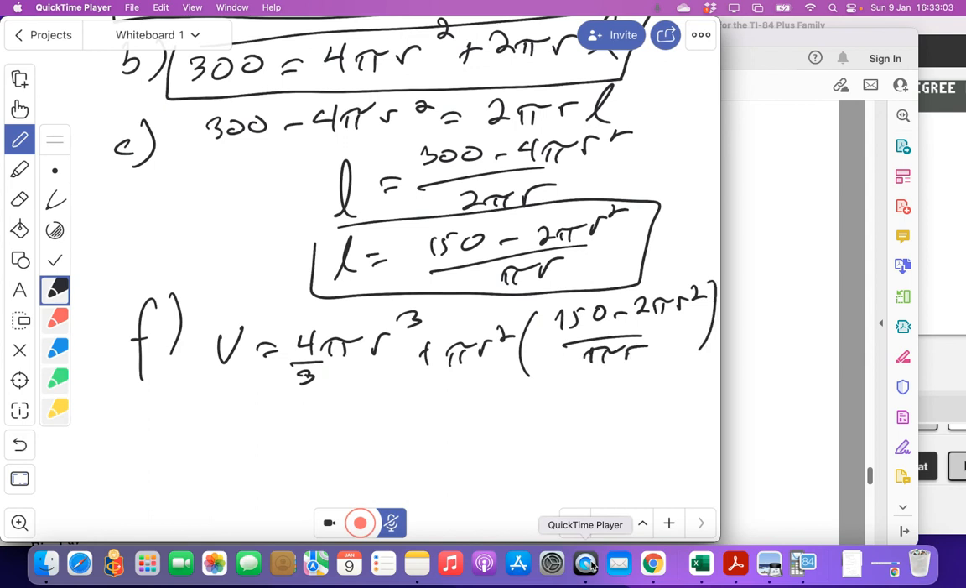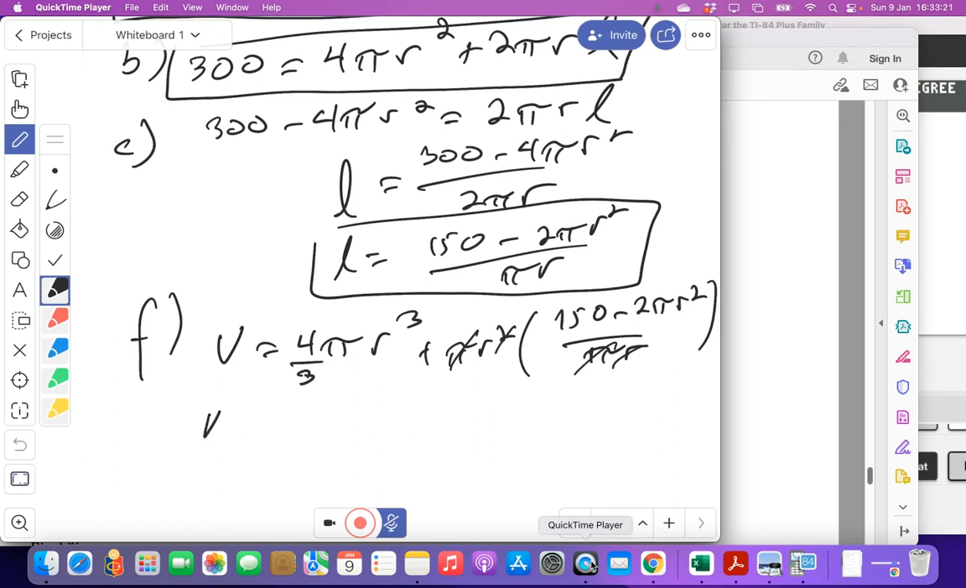All right, and then I got some pi's in the numerator and r's in the numerator and denominator here, so I'm just going to cancel out those pi's and then one of these r's. Okay, and then it's okay as I left it.